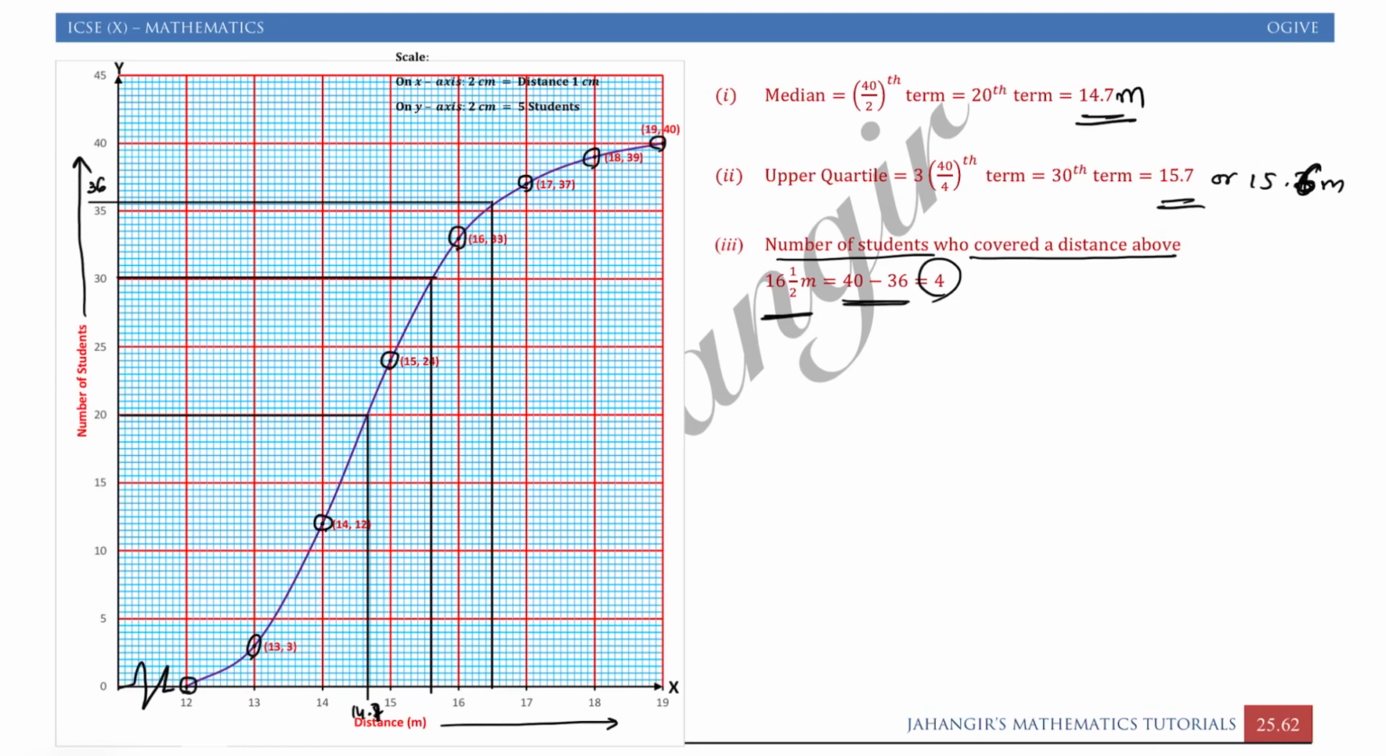Everything you have to remember: table, axes, x-axis, y-axis, label x-axis and y-axis, write the scale, write coordinates, draw smooth graphs, and then answer the questions given below. Each question's answer carries 1 mark and the remaining marks are for drawing the graph. Okay, hope you learned the ogive very well after doing 17 board questions.